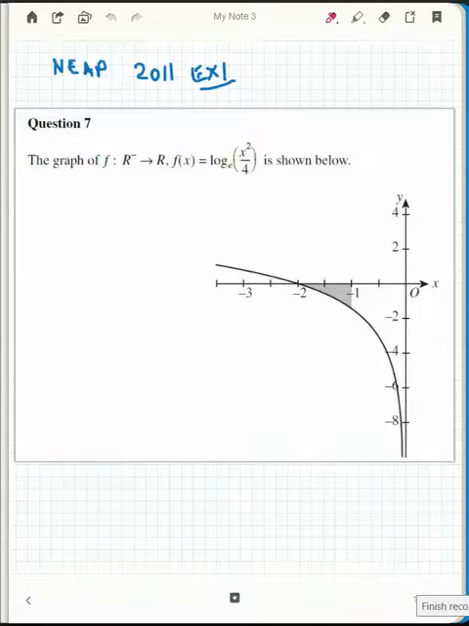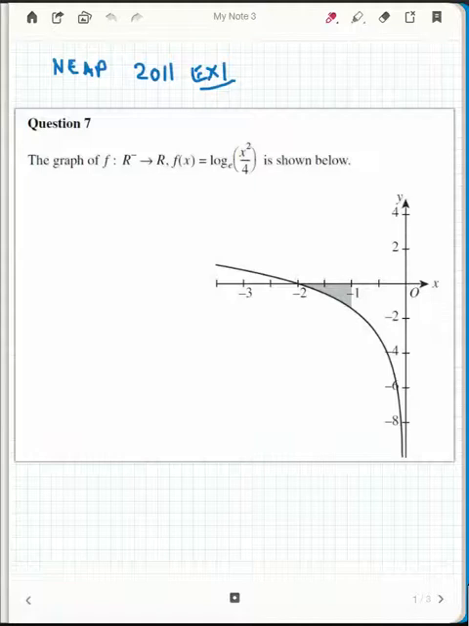This is for Year 12 Methods. It's the NEAP 2011 Exam 1 question number 7, which involves taking a derivative and then, in the second part, using integration by recognition to find the area. And you can see in the question, it's question 7, the graph's been drawn.